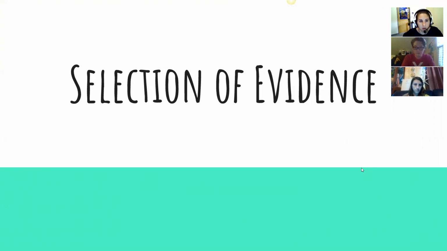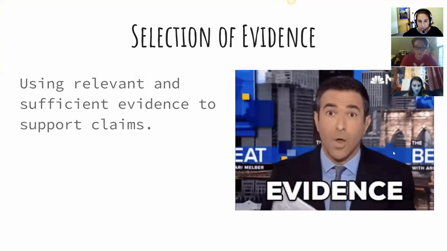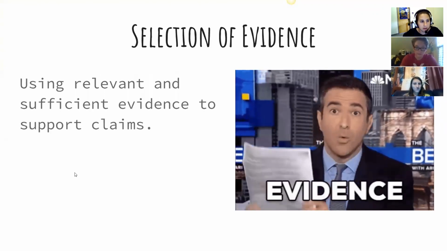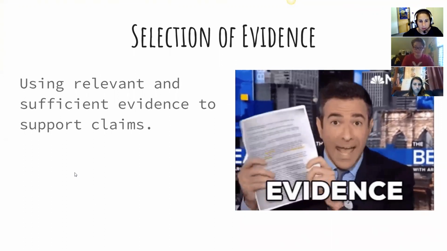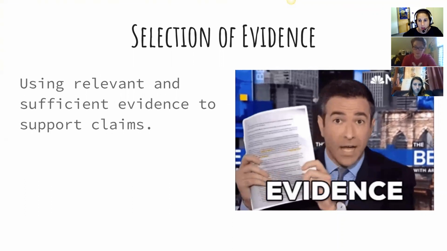Images are great too. Okay, so let's go through this. You guys can help me out as we work our way through selecting evidence, because a lot of our learners have a problem going through and finding exactly what I'm looking for sometimes, so hopefully this will help everybody out. Okay, so here we go. Selection of evidence: it's using relevant and sufficient evidence to support your claim. So exactly what Matthew said, right? He had a claim and he had to support it.